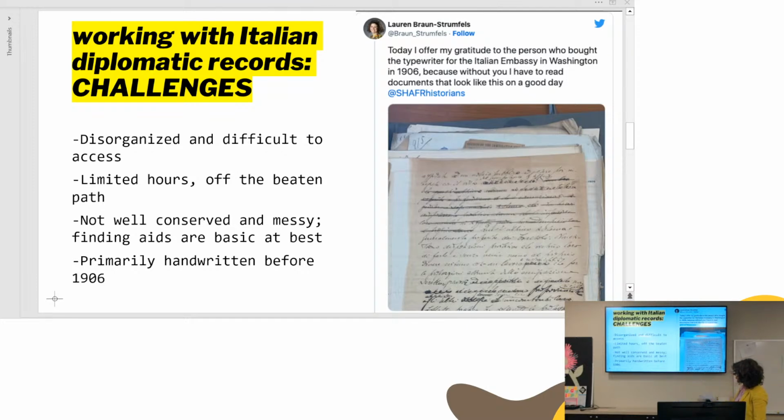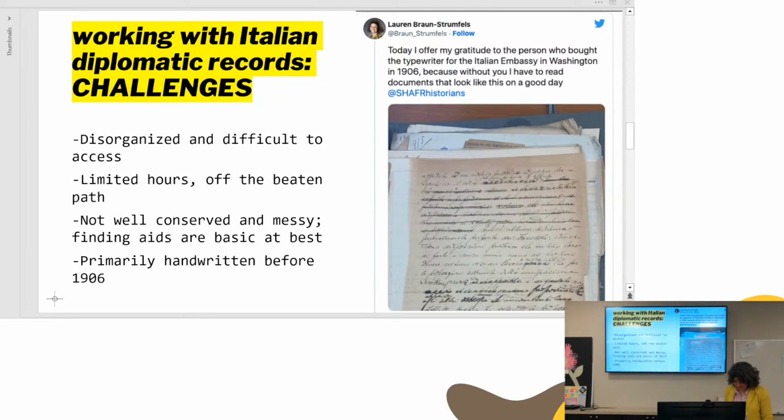So this archive is, first off, disorganized and difficult to access. If you are a historian or a person who is used to working in U.S. archives, you will cry when you go into this archive because it's just so dramatically different. And I'm not even talking about the really well organized and well supported U.S. archives. I mean, it's really dramatically different. It's basically two rooms in the corner of the Ministry of Foreign Affairs.